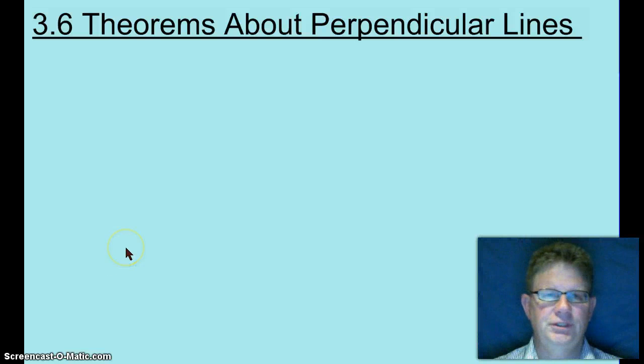Welcome to Honors Geometry Lesson 3.6, where we talk about theorems about perpendicular lines. We've spent most of this chapter so far talking about parallel lines. Now we're going to talk about perpendicular lines. Perpendicular lines, again, are lines that intersect to form right angles. So let's get right into it.